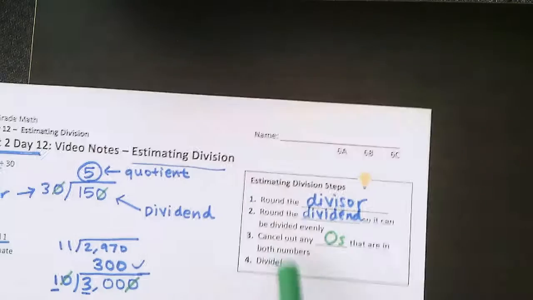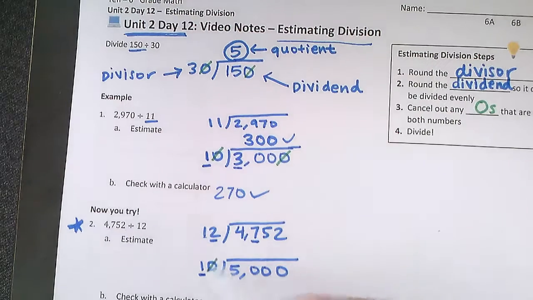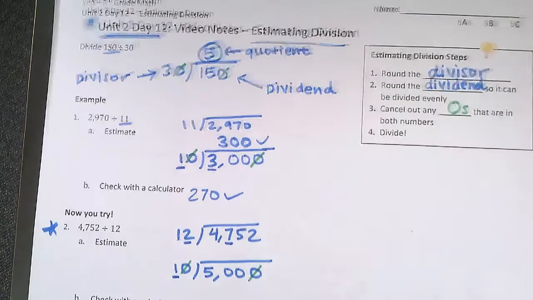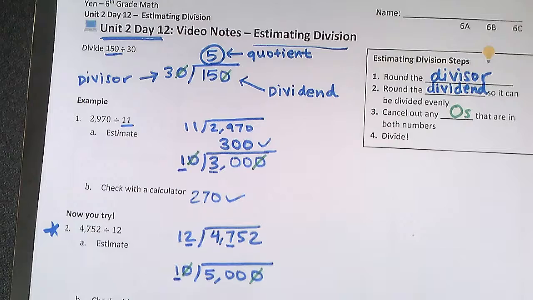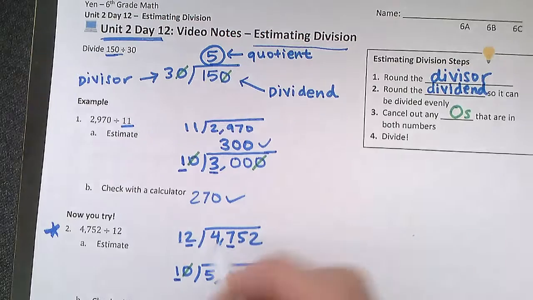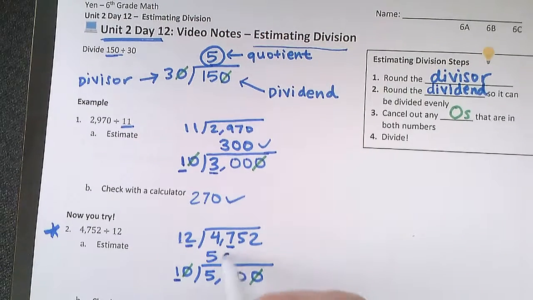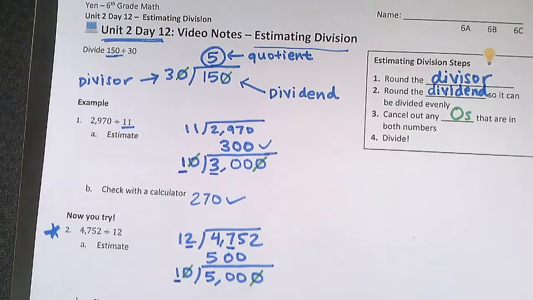Step 3, cancel out any zeros that are in both numbers. I have 1 zero here, so that means I can cancel out 1 zero there. And now I can divide. How many times can 1 go into 5? Or what's 5 divided by 1? Well, it's 5. And I keep these 2 zeros. 500 is my estimate.